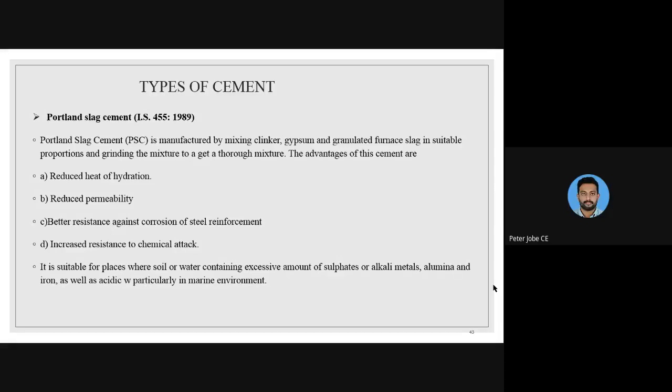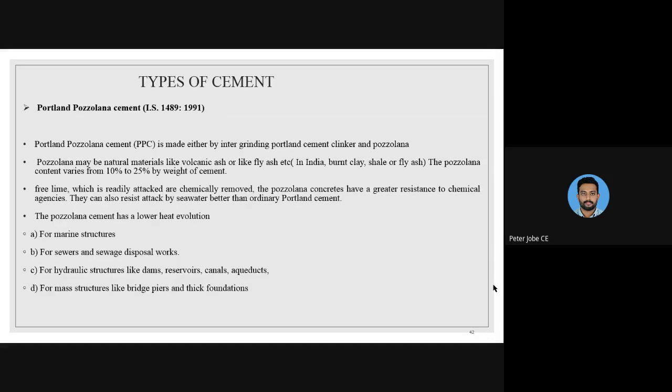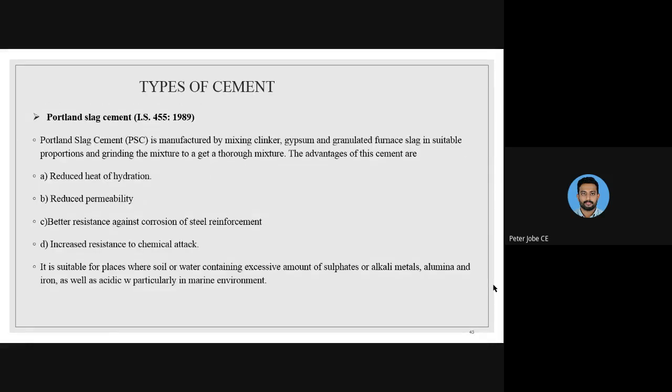Okay. So it's actually a byproduct of the blast furnace, and you all know there's a lot of steel production happening, and the slag is the byproduct, not the end product, of the blast furnace. We will mix it with ordinary Portland cement to make Portland slag cement. So earlier we had mixed pozzolanic materials like fly ash, volcanic ash, etc. Here, we will mix blast furnace slag, and a thorough mixture is produced.